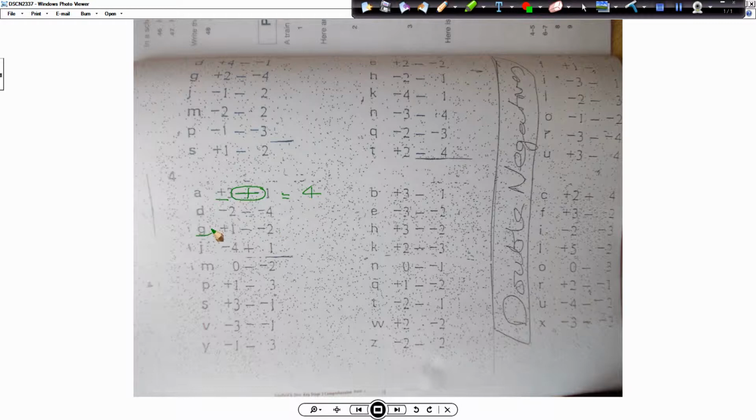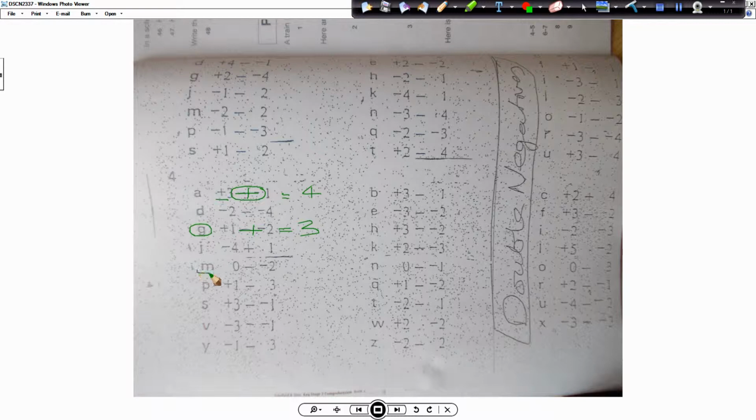Okay, question G now. Watch carefully. Question G says the number 1 take away minus 2. So that could be, for example, the range: the largest number take away the smallest number. So what happens when you have two minuses next to each other? They become a plus. So 1 add 2 is 3.